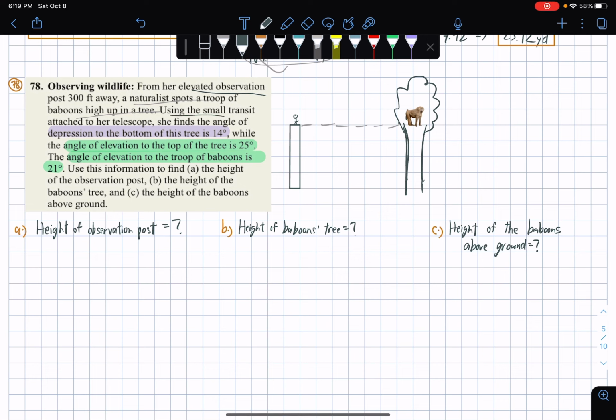So using a small transit attached to her telescope, she finds an angle of depression to the bottom of the tree, which is 14 degrees. So angle of depression, 14 degrees. What remains in this portion? 90 minus 14 degrees would be equal to what value? We get 76 degrees.